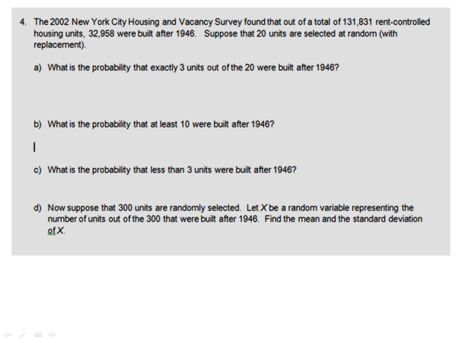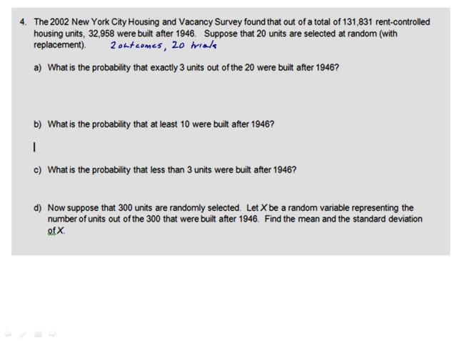Well, here, if you notice what we have, there are only 2 possibilities. It either was or it wasn't built after 1946. So here we do have what we consider a binomial probability. And the numbers are big enough that we don't have to worry about sampling with or without replacement, actually. So if we consider this as a binomial experiment, we've got our 2 outcomes. We've got 20 trials, which are the 20 units that were selected at random.